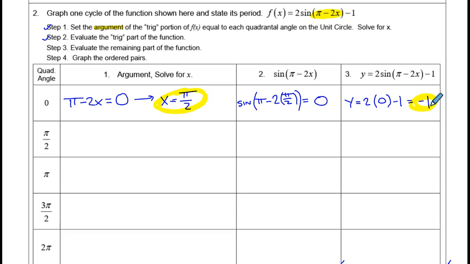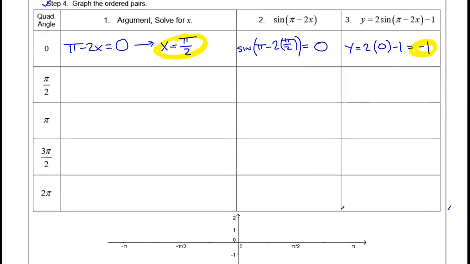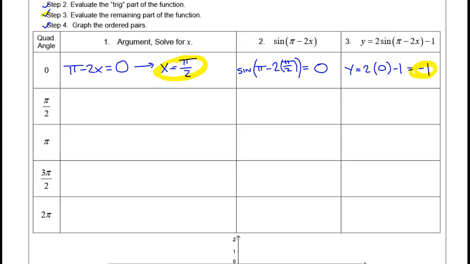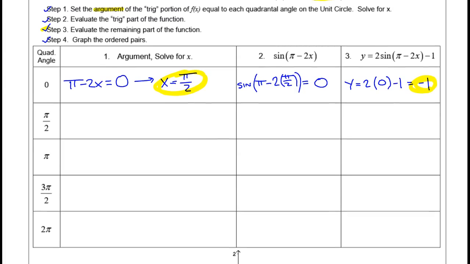So now that we're done with step 2, let's go ahead and graph that ordered pair. Pi over 2, comma, negative 1. So that's a point right there on the graph of the function. Okay, so what I'd like you to do now, folks, is work through the rest of these quadrantal angles and see what the rest of the graph looks like. I'm going to pause the video and work through the rest of this table. I want you to do the same thing and then check your answers with what I get.